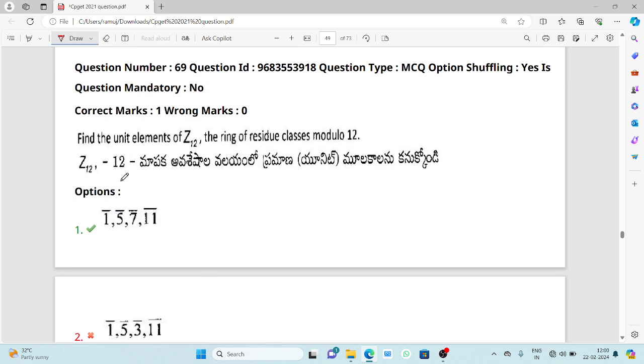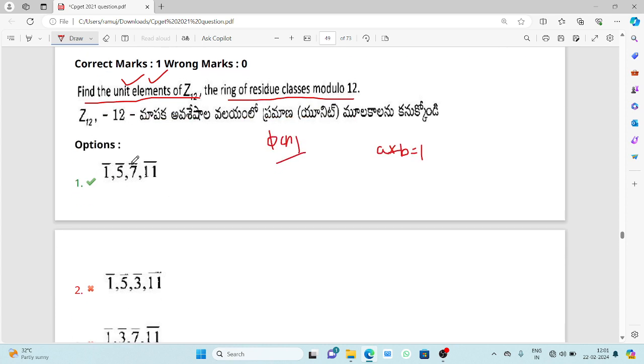And the 69th one is: find the units of Z12, the ring of residue classes modulo 12. He is asking for the units. If we ask the number of units, we get the formula phi of n. But here he is asking for the unit elements of Z12. When we call something a unit element, suppose I have an element A, and I apply a binary operation and get 1, then every non-zero element has a multiplicative inverse, and only then can we say that it is a unit element. So here, clearly see the first option: 1, 5, 7 and 11.